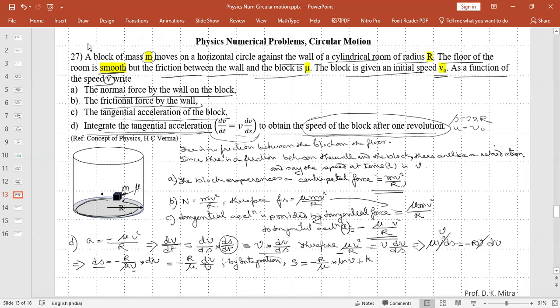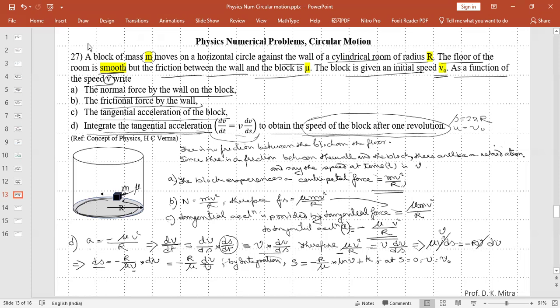Now we have to find out the value of k. In integration, you have seen the constant you have to always find out by setting some known boundary condition. What is the known boundary condition? It is at s equal to 0, when it has just started, the v was v0. That is known. So we write at s equal to 0, v was v0. That is given in the problem.